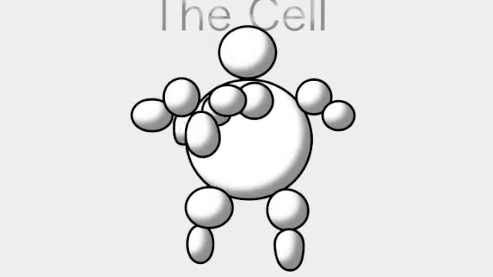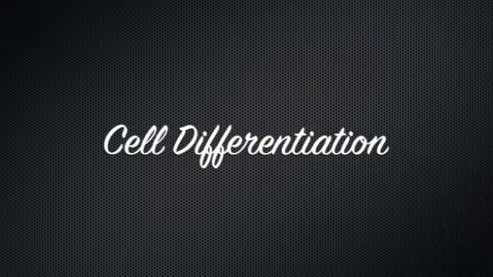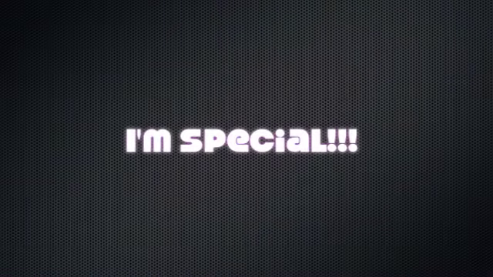The human body is made up of more than 200 different types of cells. Each cell does a different thing. Cell differentiation is the process which makes cells specialized for certain tasks.